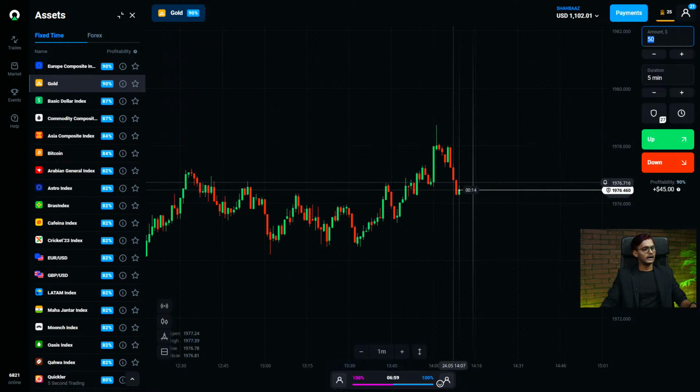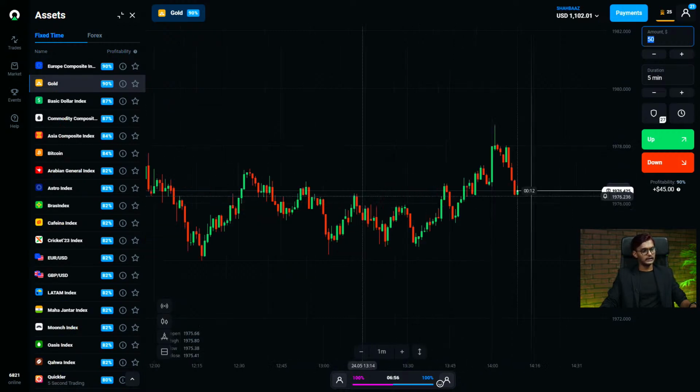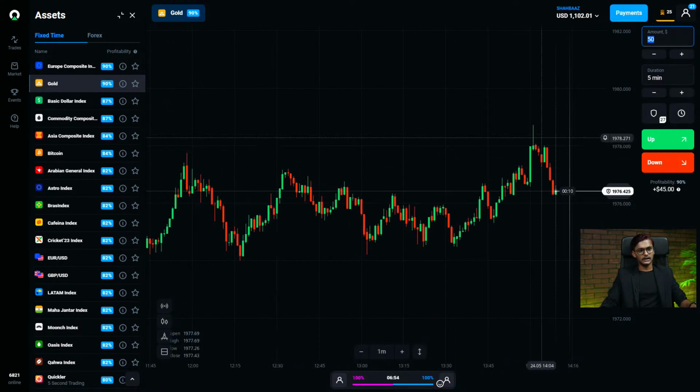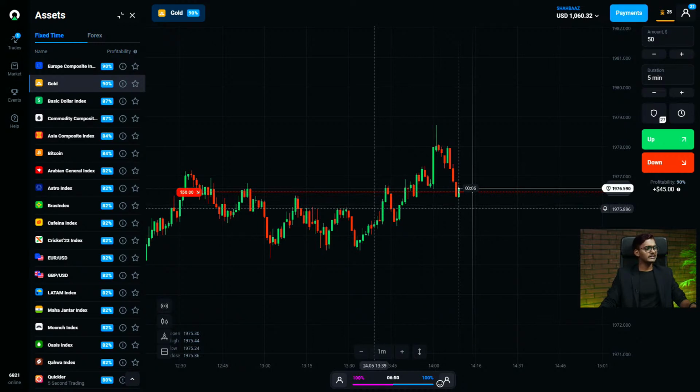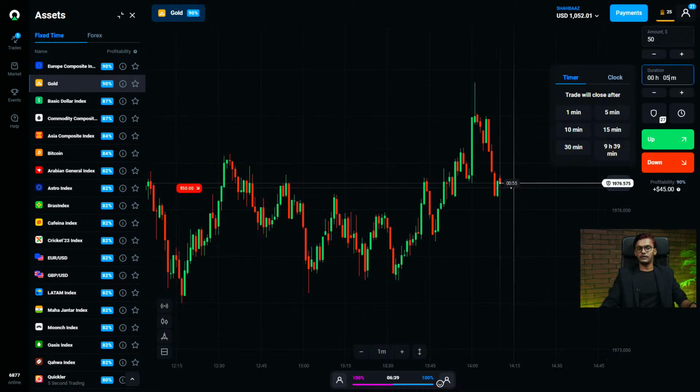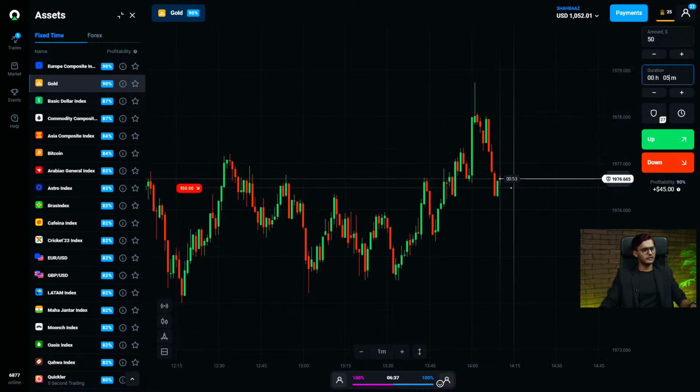So yeah, I think the gold prices are looking weak. There is a resistance here and there is already a pullback, so I will go for a down trade. So you see, as soon as I executed the order, there is a mark in the chart that my trade is live, and the duration of the chart is 5 minutes. So my trade will end after 5 minutes.